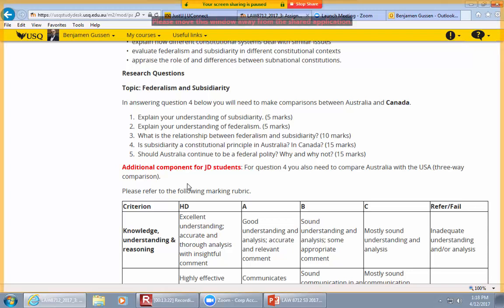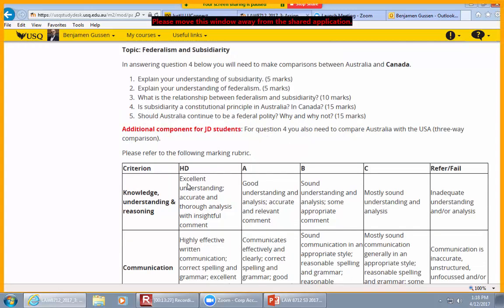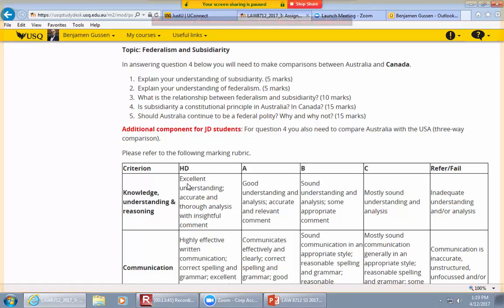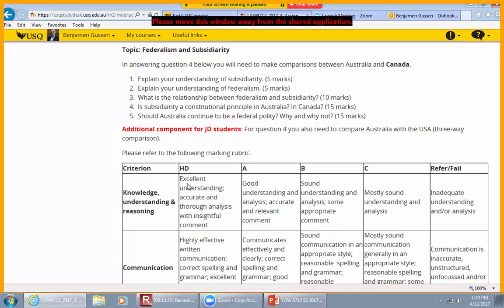Okay. So you have the marks there for each one of these questions. They add up to 50. The first one says, explain your understanding of subsidiarity. The second says, explain your understanding of federalism. Okay. And these are probably the easiest questions. Then it says, what's the relationship between federalism and subsidiarity? So now that you have explained your understanding of both, how do they interact with each other? How do they influence each other?